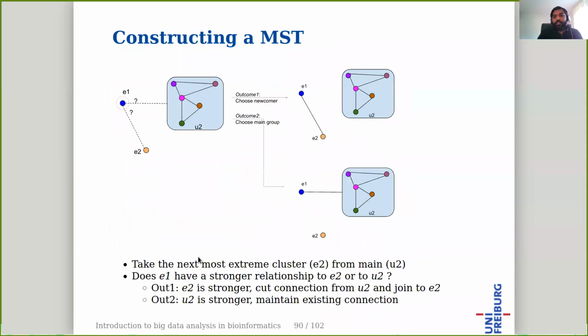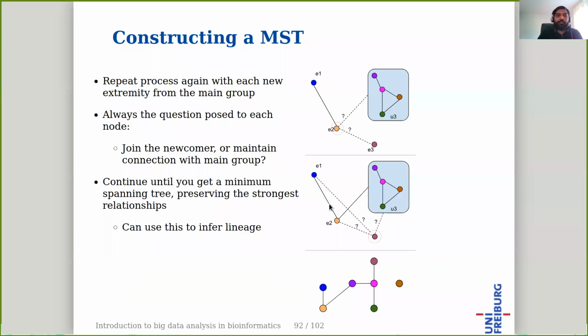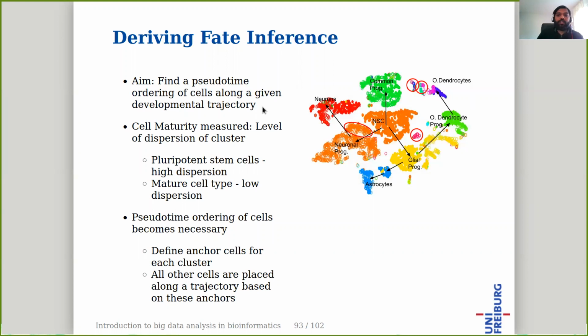The next step we are looking at is pseudotime inference. For the pseudotime inference, we have to find a pseudotime ordering of the cells along a given developmental trajectory. Yeah, so we have this, and then we have to find a pseudotime ordering of all the cells given this trajectory.